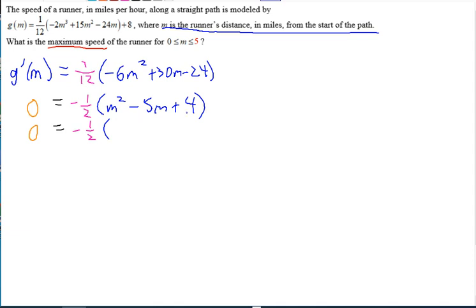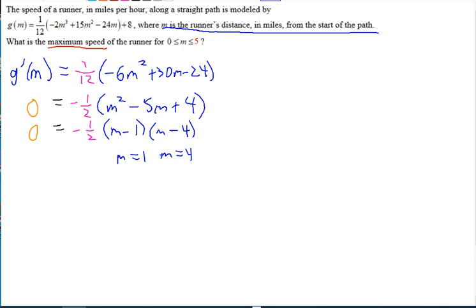And factors of 4 that would add to negative 5 would be negative 1 and negative 4. So we have two critical numbers, m equals 1 and m equals 4. And if I had added 3 there, you can see the 4 would have been irrelevant, but 1 and 4 in this case are both in the interval from 0 to 5, so they're both critical numbers there.